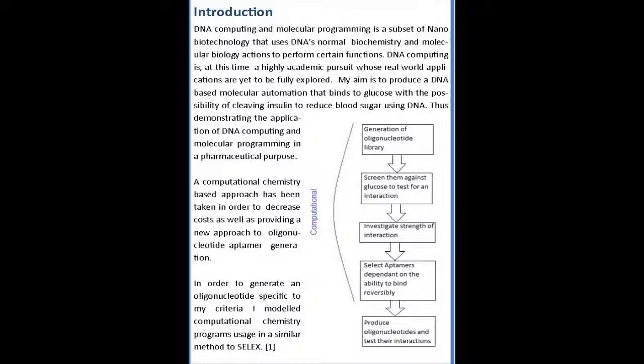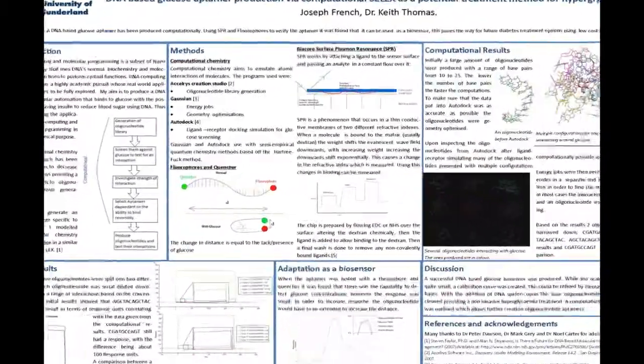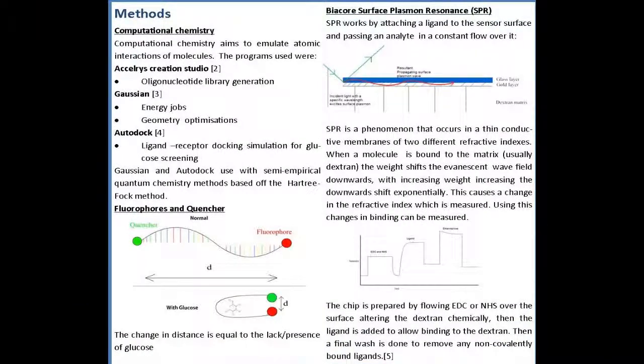The selected aptamers were then produced experimentally in order to test their interactions using surface plasmon resonance and verify the computational data. Finally, a fluorophore and quencher were added to the DNA strand in order to functionalize the aptamer as a glucose biosensor. The main techniques used in this investigation were a multitude of computational chemistry programs.